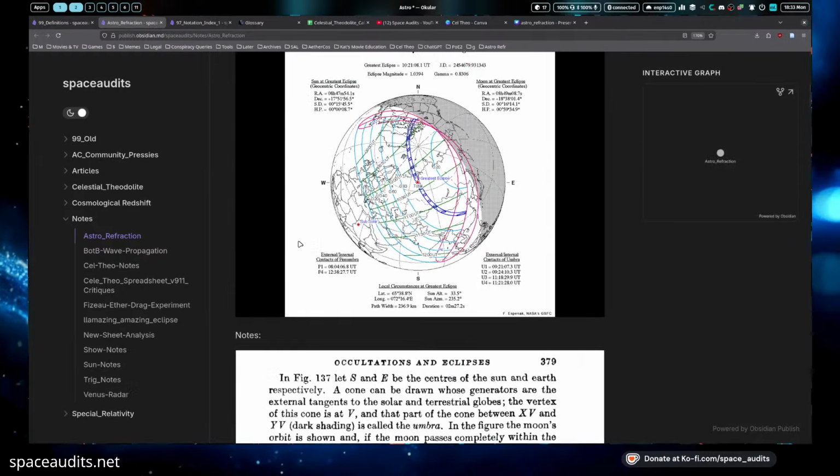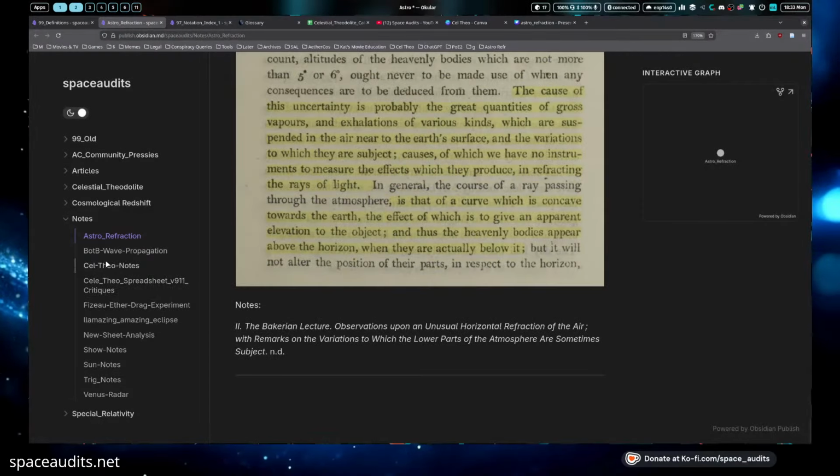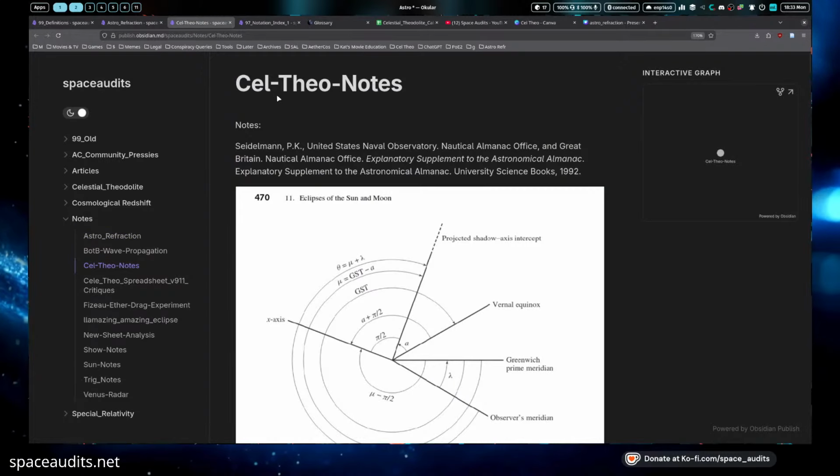Is it this? Nope. One second. Filipino notes.